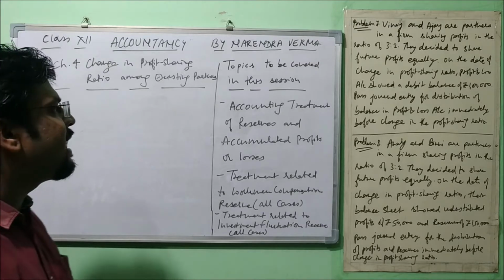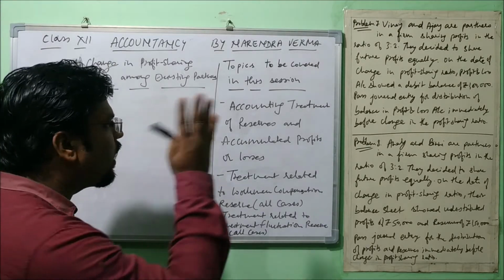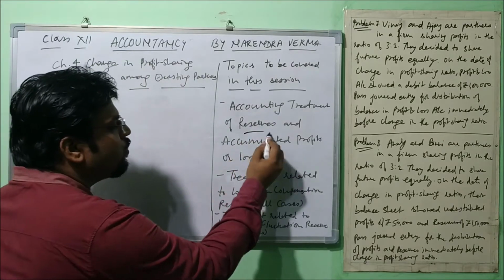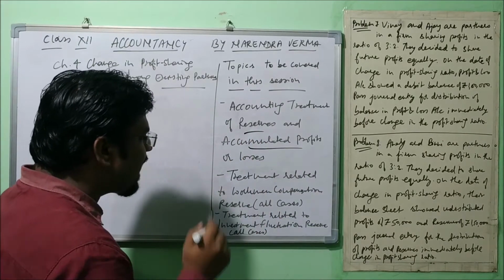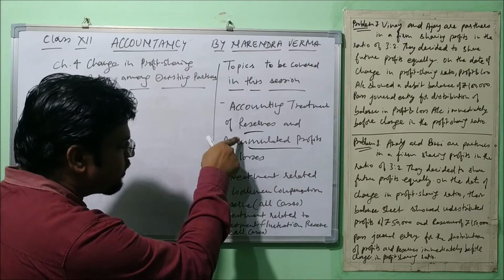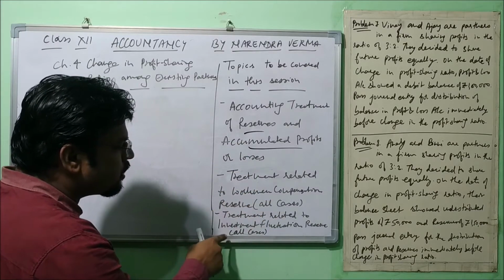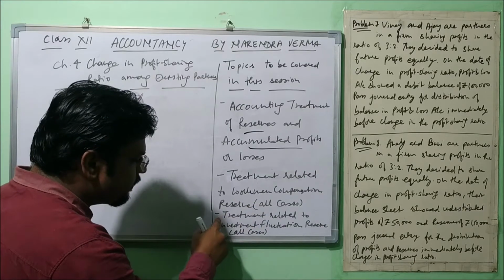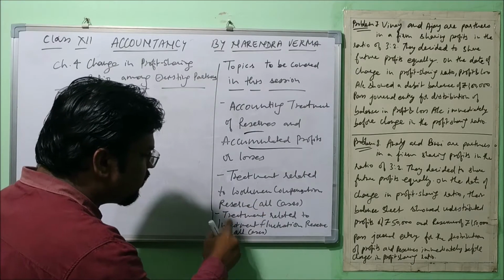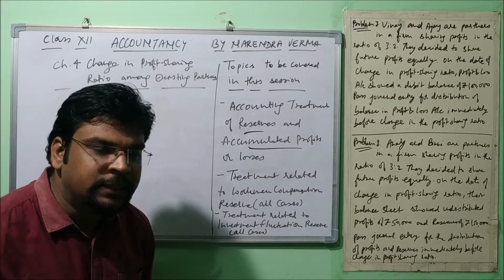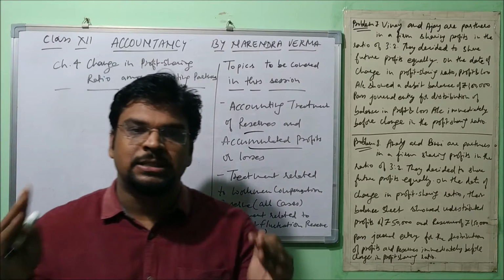Now in today's section, what are we going to learn? We are going to learn accounting treatment of reserves and accumulated profits or losses, and this is related to this as well: treatment related to Workmen Compensation Reserve in all cases. Similarly, treatment related to Investment Fluctuation Reserve in all cases, right? So without wasting much time, let's start it.